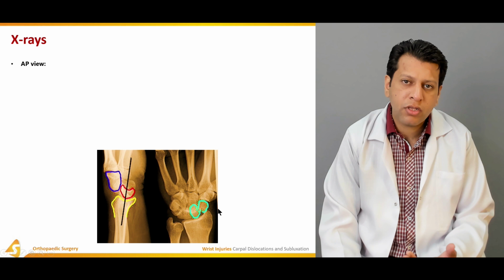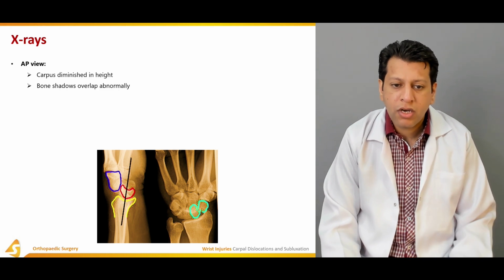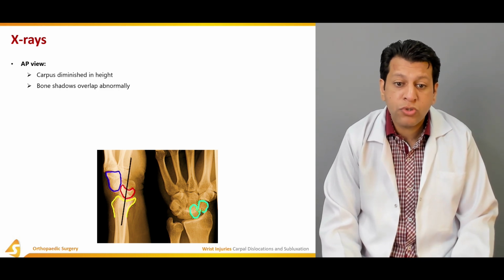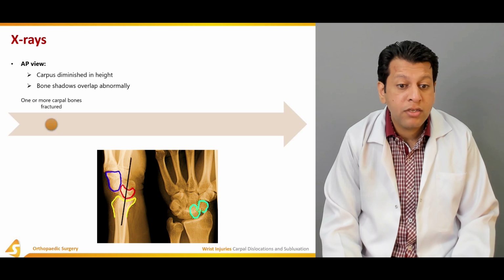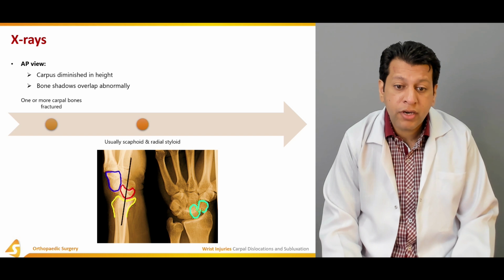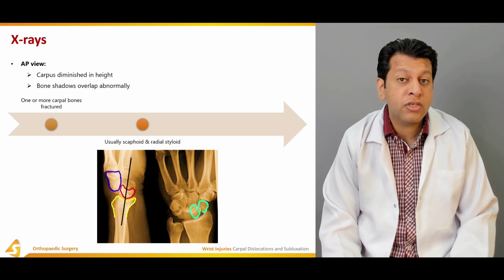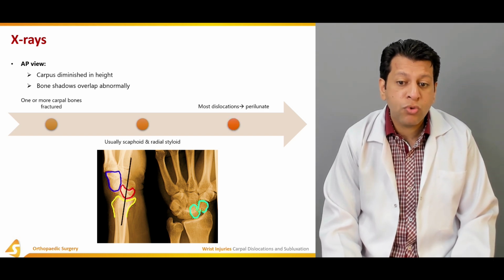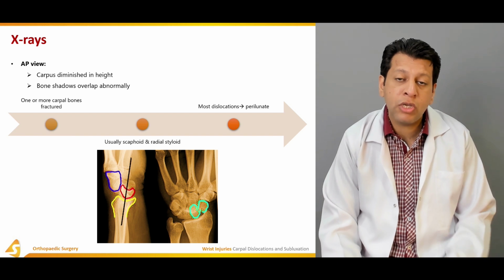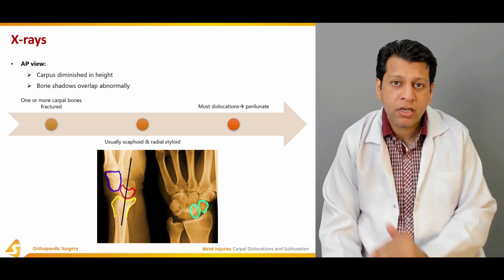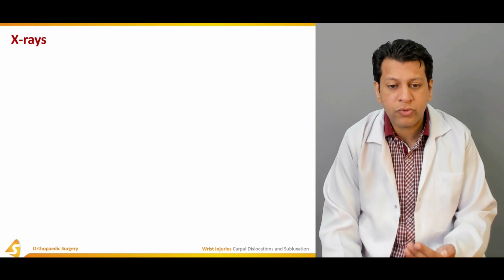So on the AP view, you have to look for the carpus diminished in height. The bone shadows may overlap abnormally. One or more carpal bones may be fractured, especially the scaphoid. Usually the scaphoid or the radial styloid is fractured, and most dislocations are perilunate. The lunate stays in its place, but the whole of the other carpal bones are dislocated over the lunate.